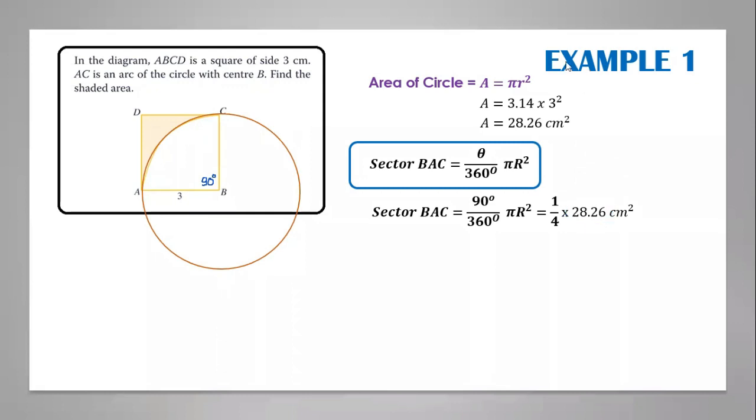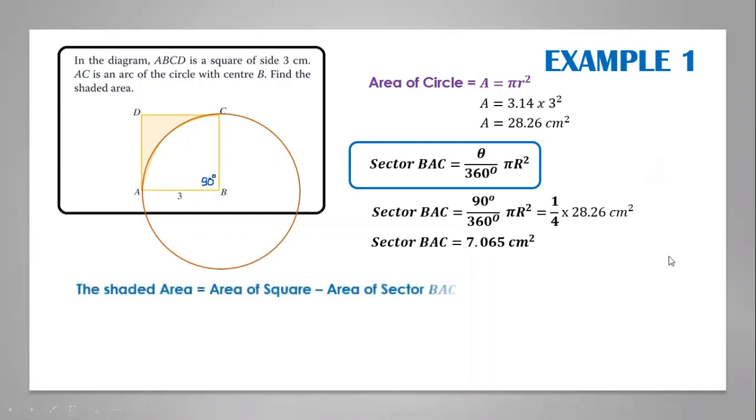So finally, we'll find the sector BAC is 7.065 centimeters square. So what about the shaded area? The shaded area means area of square minus area of sector BAC.